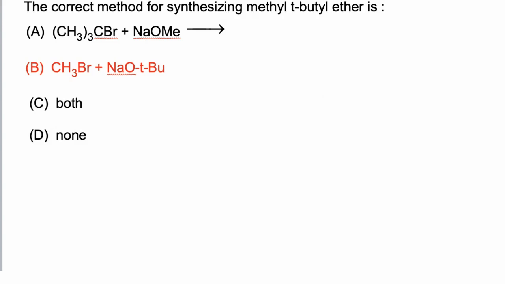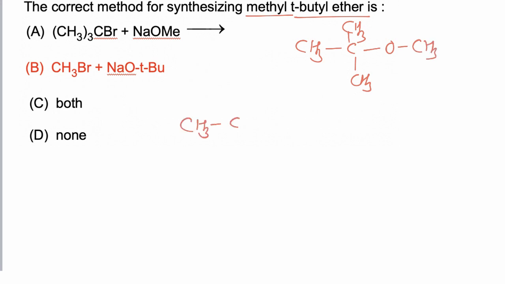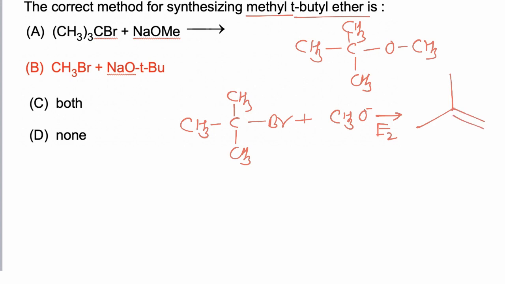In this question, we have to find the correct method of synthesis of methyl tertiary butyl ether. For preparation of methyl tertiary butyl ether, we have two choices. We can select tertiary alkyl halide and methoxide ion. Now if tertiary alkyl halide and methoxide ion are taken, due to steric crowding, E2 reaction takes place and alkene is formed as a product.